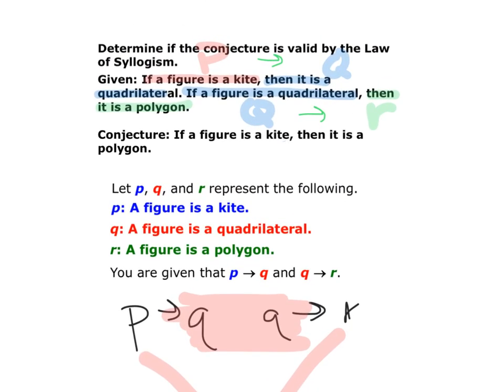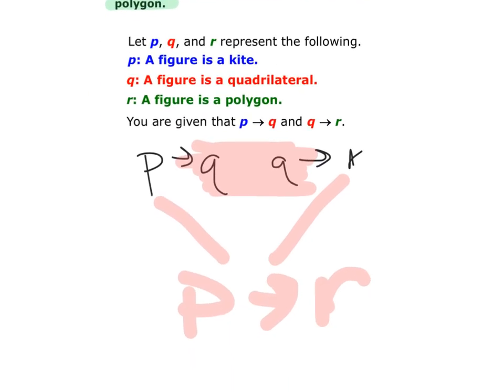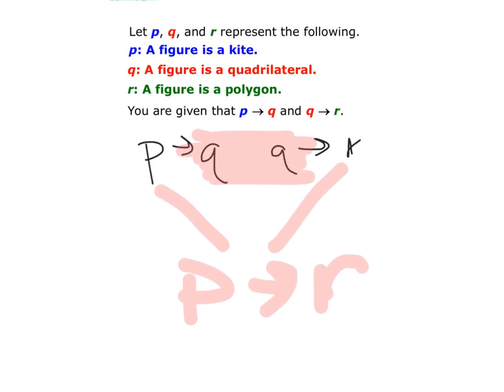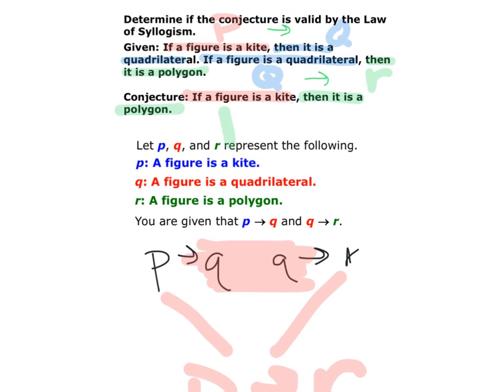So if a figure is a kite, this is P. Then it is a polygon, this is R. So notice how the red ones are the same. I'm saying that this is P because this one is P. If a figure is a kite, this one's R, then it is a polygon. I made them color coordinated so you can tell. So if we have P then Q and Q then R, then P then R is true.